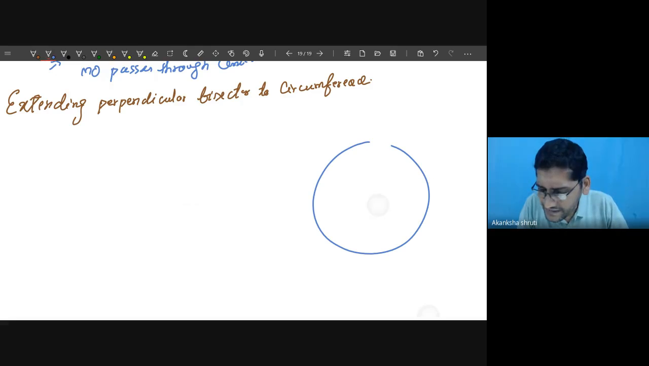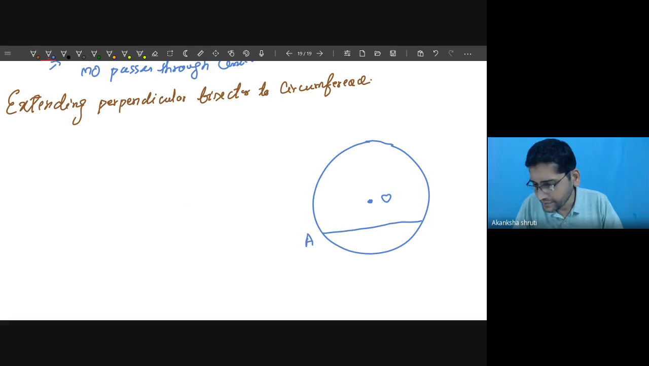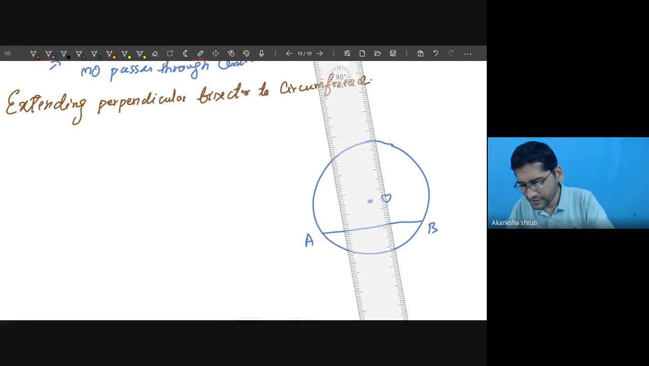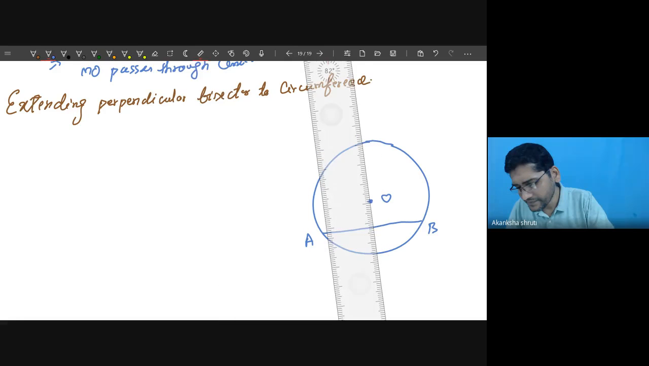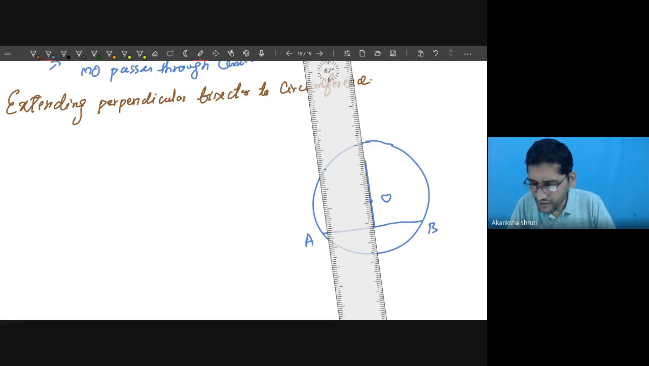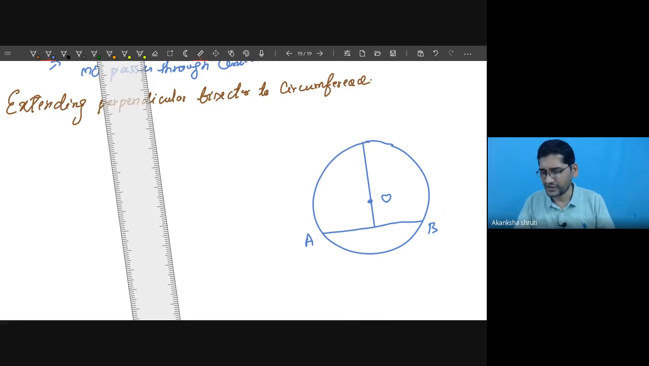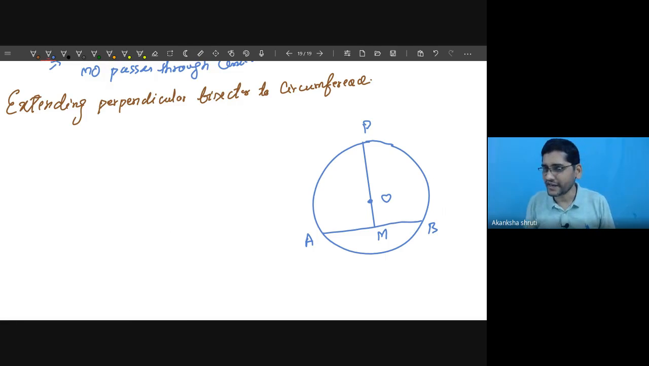Students, let us consider a circle with center O and chord AB. Now we are drawing a perpendicular bisector, dividing this, means from O to A. Now extend this to this point. This is our M. Consider this point as P. Okay, students? Then what are the relations that we can write?